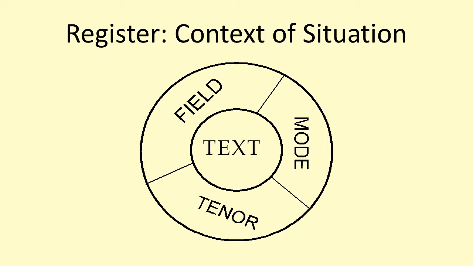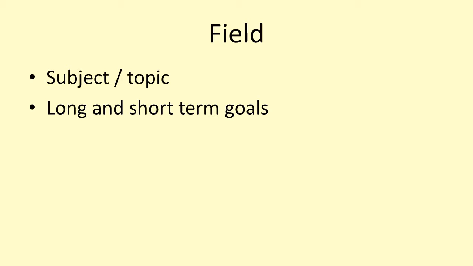The situational differences are classified by three aspects of the context: the field, the mode, and the tenor. The field is concerned with what is being talked or written about. It is the subject matter of the discourse. The field includes the long and short-term goals of the text.